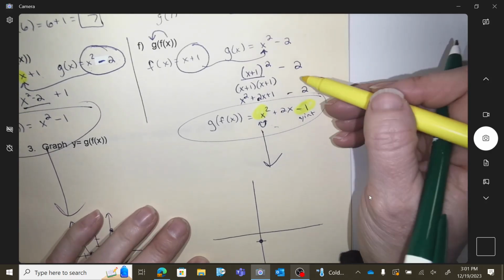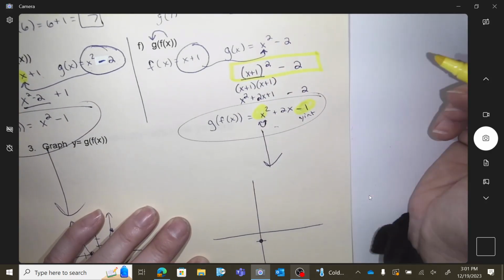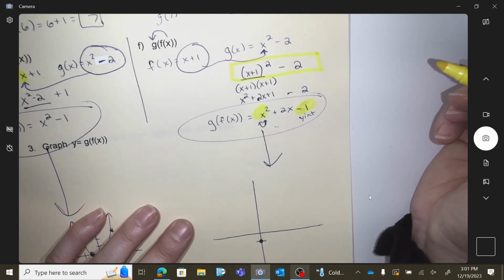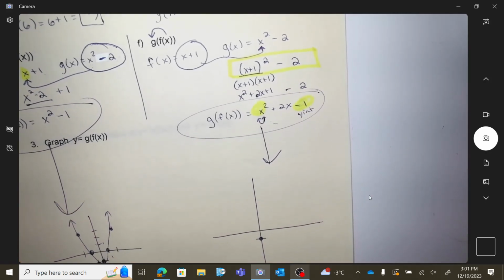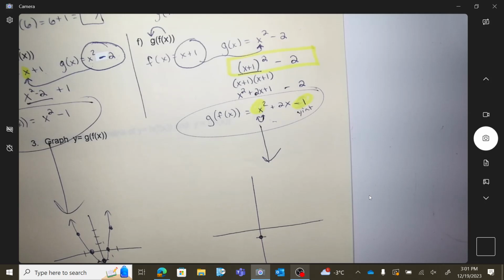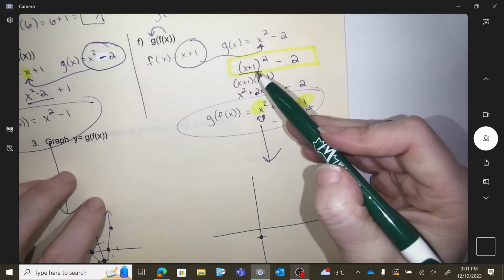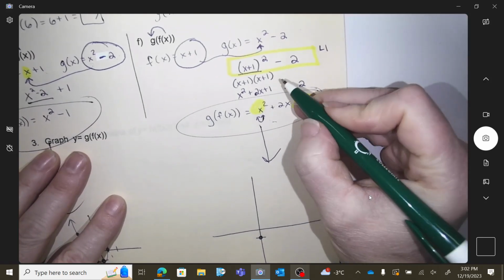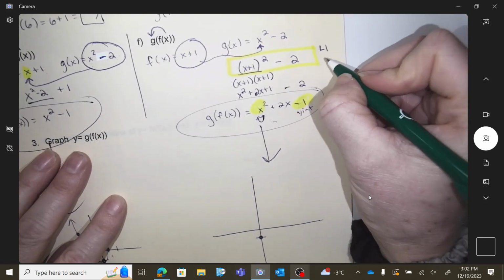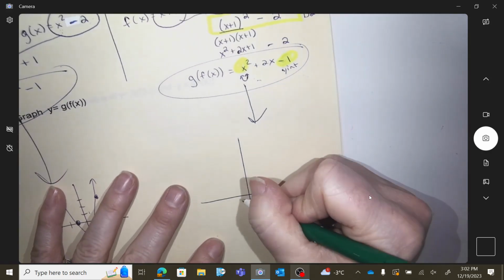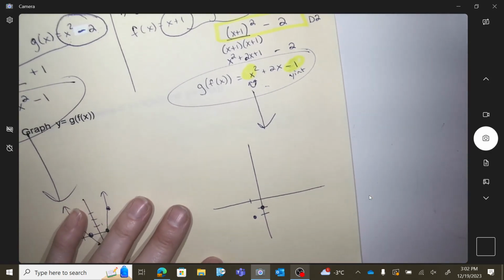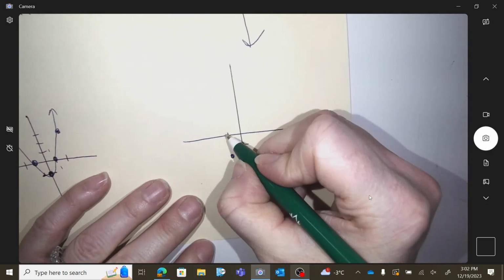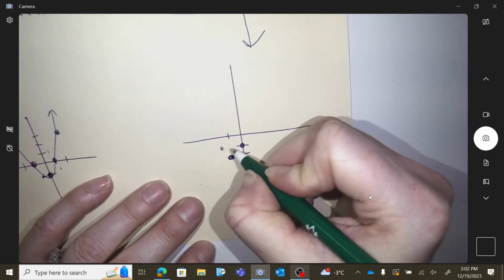So I'm going to go back to this form. And that tells me the transformations. What do you have? Which directions are you going to shift this parabola? Up, down, left, right? What do you got? This is a C. So that would be left 1. And this is a D. Down 2. So left 1, down 2.